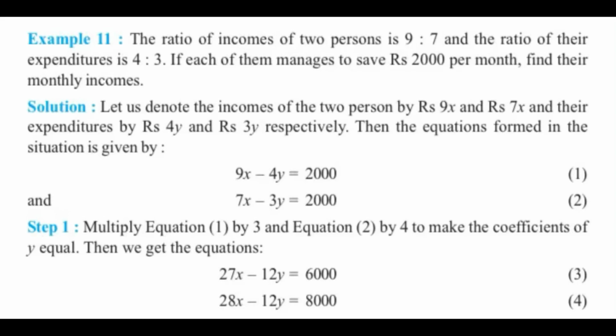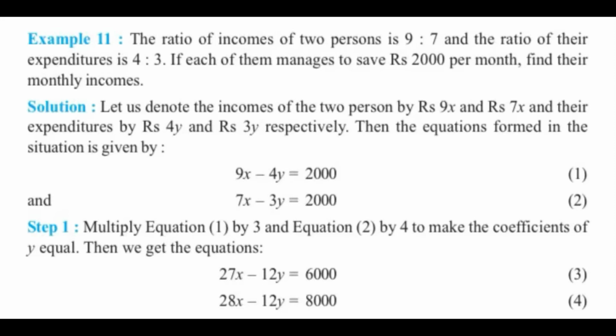So first of all, let us suppose that incomes of two persons be 9x and 7x and their expenditures be 4y and 3y respectively. So for the first person, our equation will be 9x, that is his income, minus 4y, that is his expenditure, is equal to 2000, that is the savings managed by him. Same way, for second person, the equation will be 7x, that is income, minus 3y, that is expenditure, is equal to 2000, that is the savings. So our equations are there. Now we have to solve it.